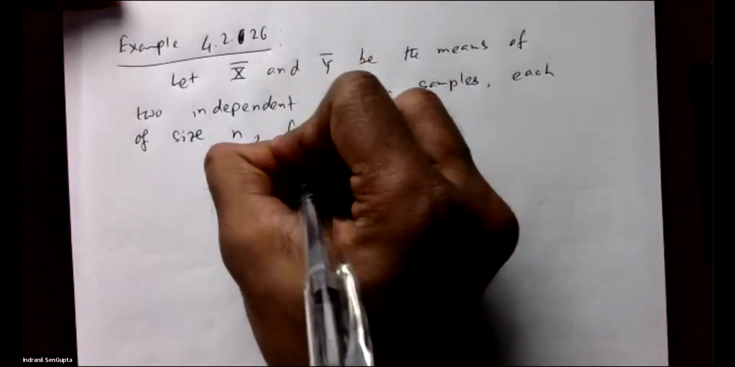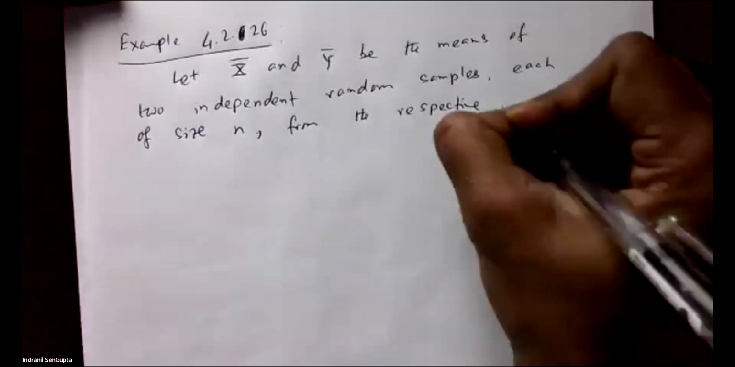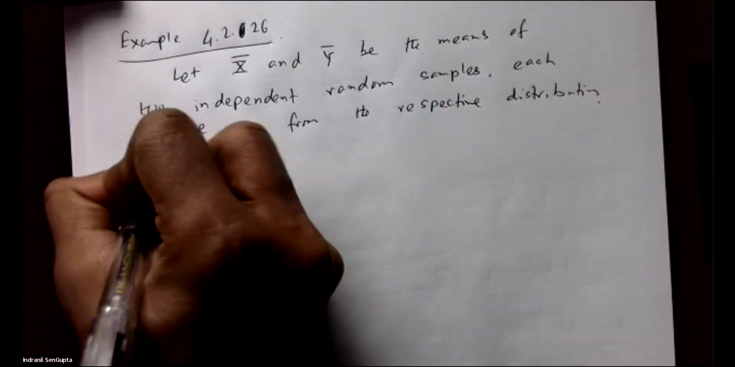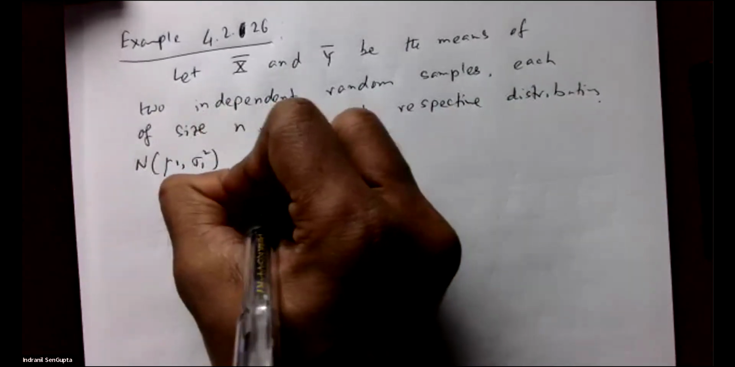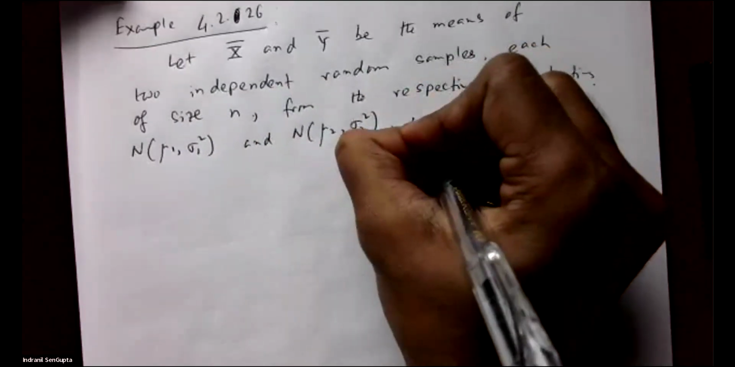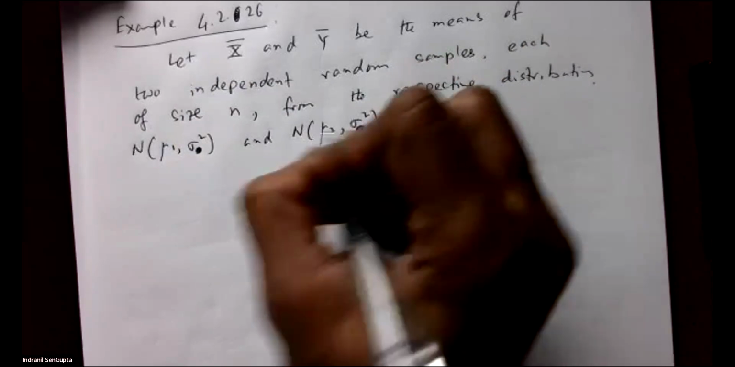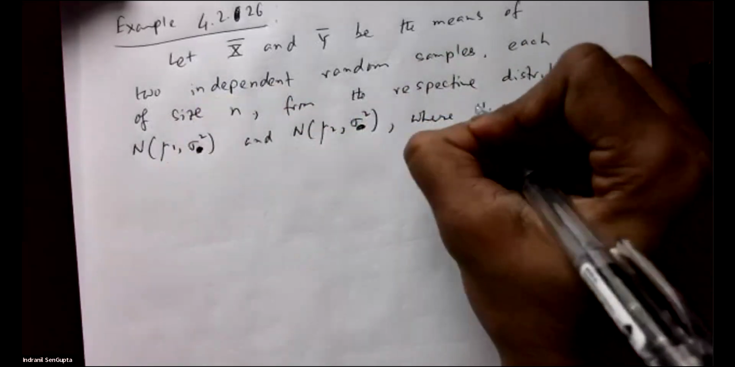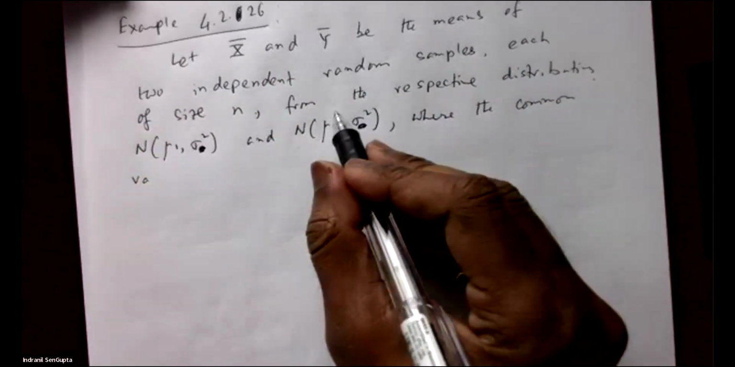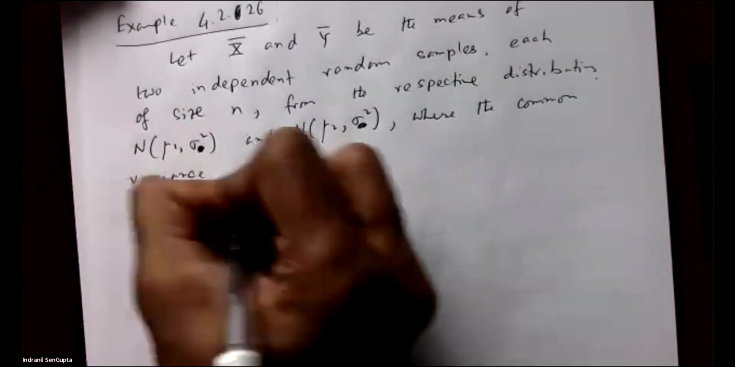Okay. From the respective distributions N of mu1, sigma squared and N of mu2, sigma squared. So they have the same variance, where the common variance, remember, these are usually for the population, so we don't know it, but suppose for some reason we know this one, where the common variance is known.